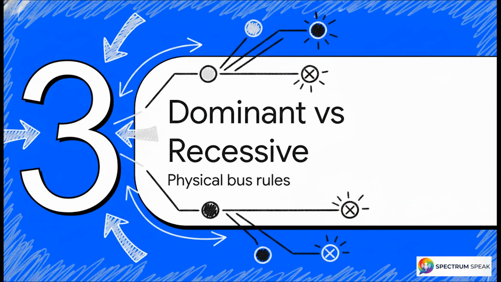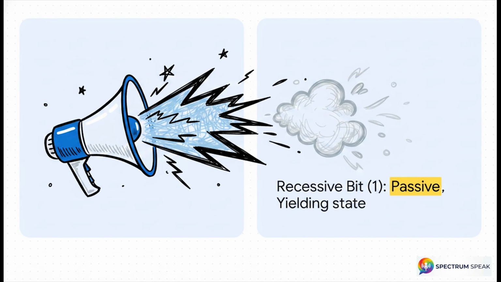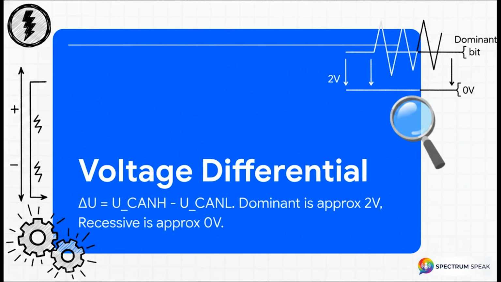Section 3. Dominant versus recessive bits. Before we look at live traces, we have to establish the physical rules of the bus, the actual physics of binary conflict. I want you to remember this using the overwrite analogy. In a CAN bus network, a dominant bit, which is a logical 0, is an active overwriting state. It's exactly like a loud shout cutting through a quiet room. On the other hand, a recessive bit, a logical 1, is a passive yielding state. It's the silence. If one node whispers a recessive 1, but another node shouts a dominant 0, that dominant 0 physically overwrites the 1.